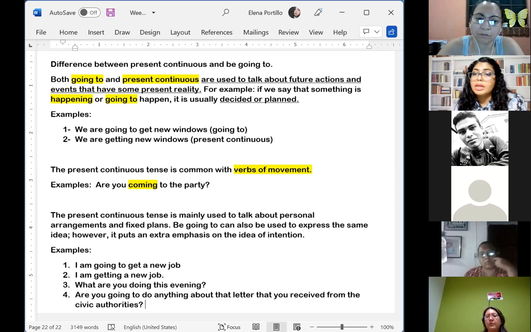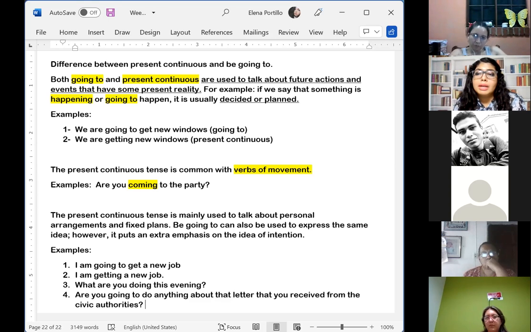En la primera, la número tres, tenemos algo que se va a planear, ¿verdad? No es algo que ya esté arreglado o ya esté planeado, sino que se está preguntando qué vas a hacer esta tarde. En el número cuatro, es algo que ya tenemos una base, because we have a letter, ya tenemos una carta que ha llegado de las autoridades civiles. So in that case, it's asking for the action that we are going to perform.